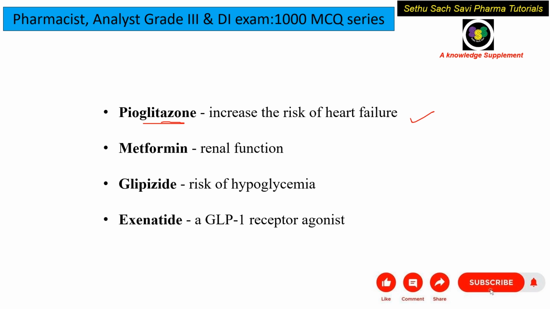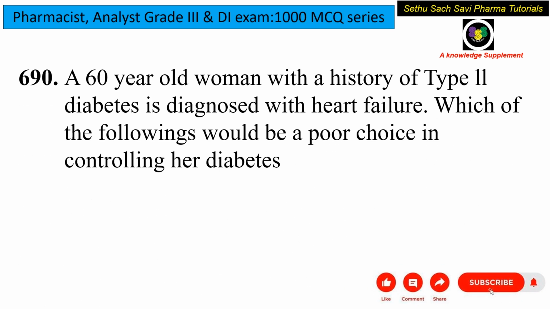Metformin needs to be reconsidered only in patients with severe renal dysfunction. Then only will we rethink whether to give metformin or not. Glipizide is also given for type 2 diabetes, but the main risk is in elderly patients, especially there is a risk of hypoglycemia. Exenatide is a GLP-1 receptor agonist, which is normally considered to be safe. So, what will be the answer for this particular question?